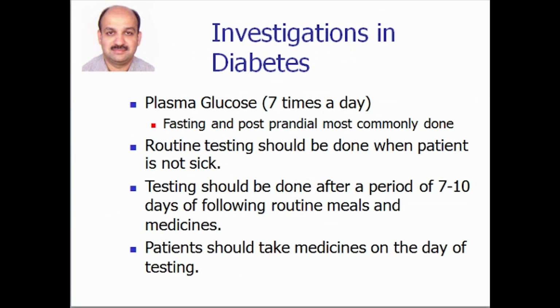Which are the tests that are done to know whether a diabetic patient is in control or not? For this, we have plasma glucose. Plasma glucose may be done 7 times a day in a hospital setting. However, in the OPD setting, this is not always possible. So, for most patients, we do a fasting and a postprandial blood glucose.